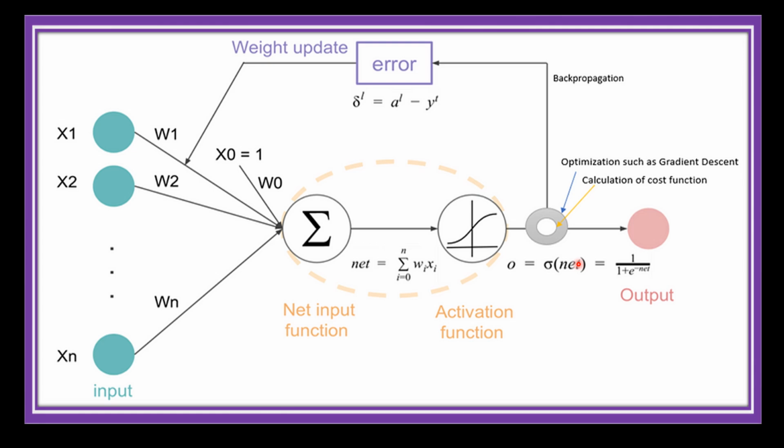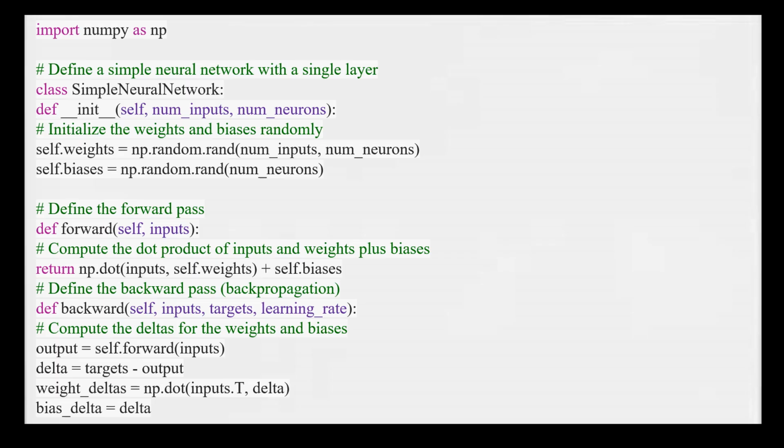In simple terms, we can say the backpropagation algorithm helps the neural network learn by adjusting the weights based on how much the predicted output deviates from the actual outcome. And by repeating this process, the neural network becomes better at making accurate predictions for future elections. So let's understand it better using Python code.